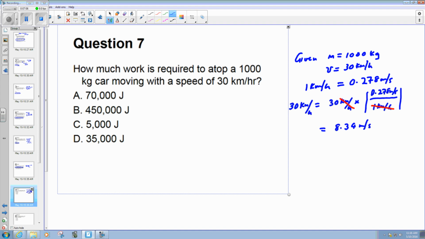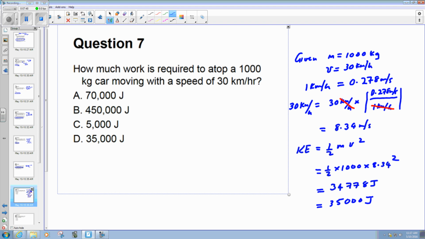Now we can calculate the kinetic energy that he wants. So the kinetic energy will simply equal 1/2 the mass times the velocity squared. Note, this is the energy it has to overcome to bring it to a stop. So this is 1/2, and the mass was 1,000, and here we had 8.34. I've left out the units, and square this. If you do this, you'll find that the answer ends up to be 34,778 joules, or 35,000 joules. And so the correct answer there is D.